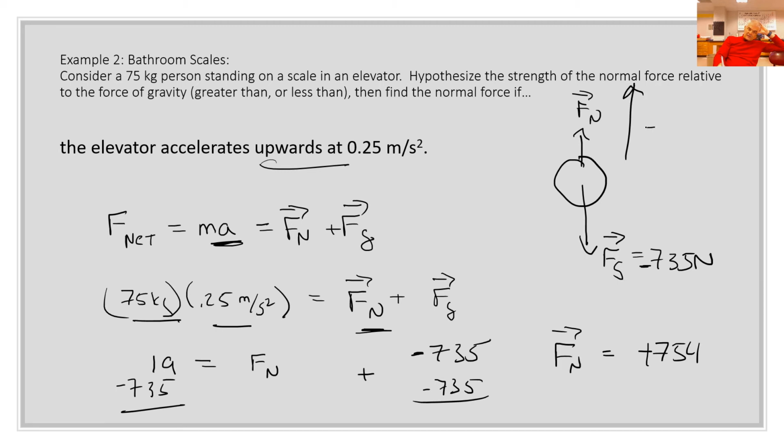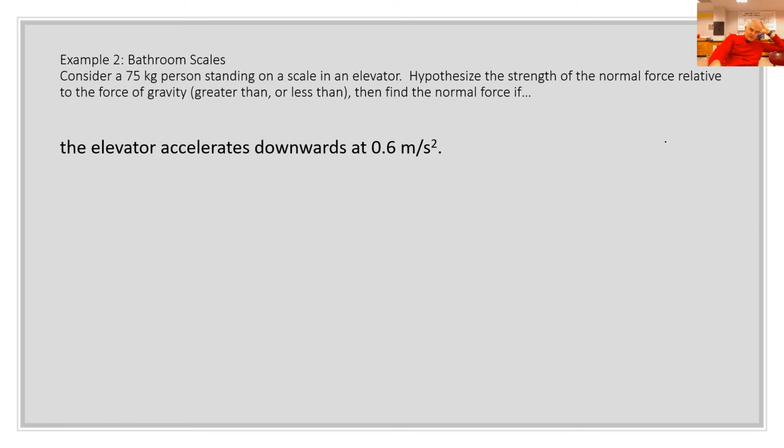The normal force is 754 newtons. The gravity force is negative 735 because, of course, it's down. Notice that it's bigger, right? Let's do the reverse. That's when it's going upwards at 0.25 meters per second. What if it is going downwards?